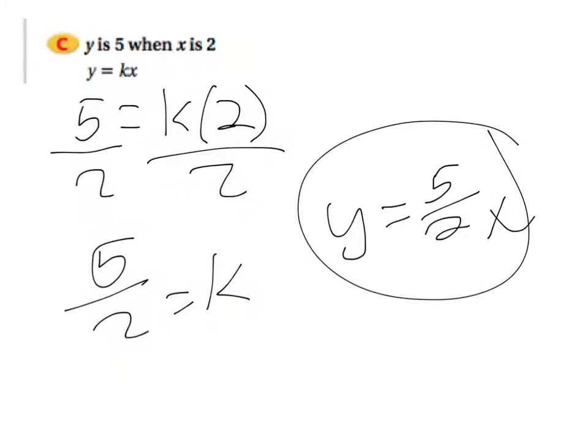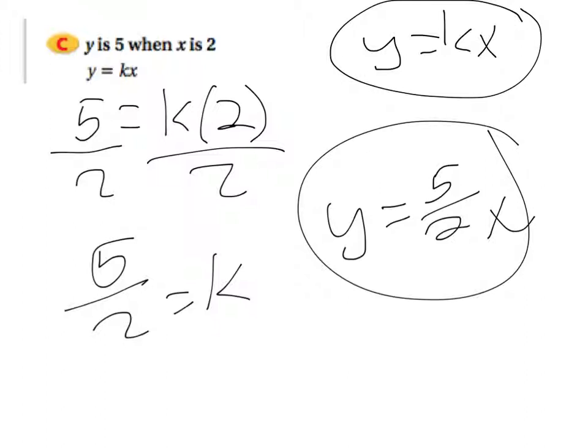Alright guys, I hope you kind of understood that. It's not too bad, right? The main thing we have to remember is that y equals kx is our direct variation equation. Sometimes they'll give you y and x, sometimes they'll give you k and x, so just make sure you plug in the correct numbers.